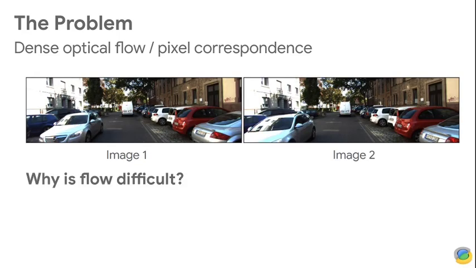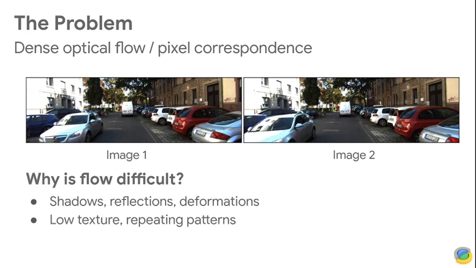But why is this problem difficult? Shouldn't it be as easy as just matching two pixels that have similar RGB values? It turns out it's not that simple. If we look at these two images, for example, we see large amounts of shadows, reflections, and deformations. That means that pixels can have different RGB values, even though they represent the same thing.